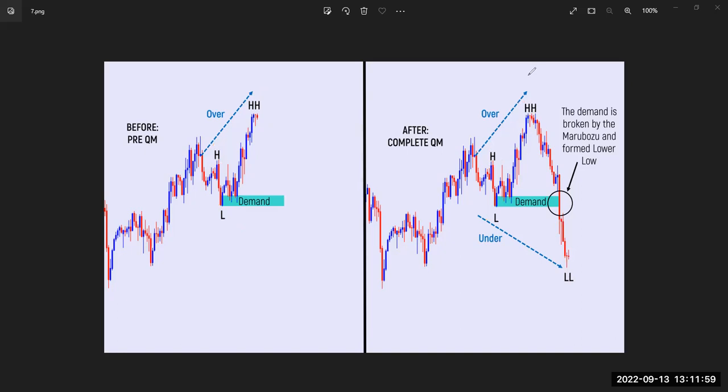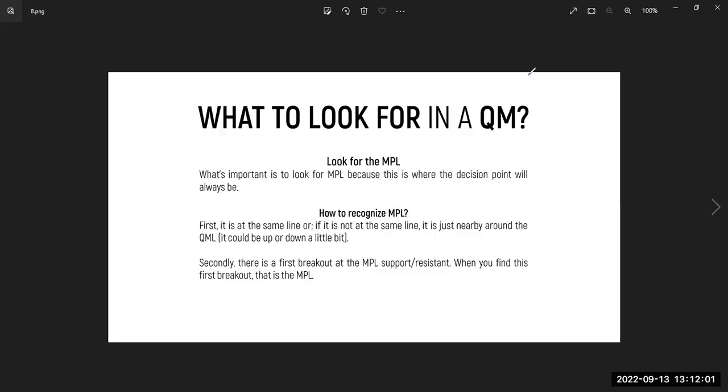So guys, let's go. We have what to look for in the QM. Yes, what to look for in the QM, for you to trade the QM, what we call MPL. MPL means the maximum point level, as in the point you are looking for is a maximum point, the level where you are to sell the QM. Once you see the fail to return, once you see the fake out, that point is called the MPL.